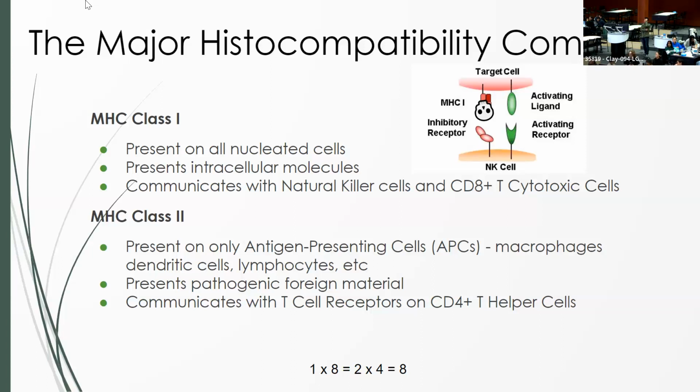The class 2, they're also on the antigen presenting cells. And what happens is that they present the foreign material, which has been devoured, and it communicates with the CD4 T helper cells. To remember which one activates what, you can remember 1 times 8 is equal to 2 times 4, which is equal to 8. So MHC class 1 is to do with the CD8, MHC class 2 is to do with the CD4.